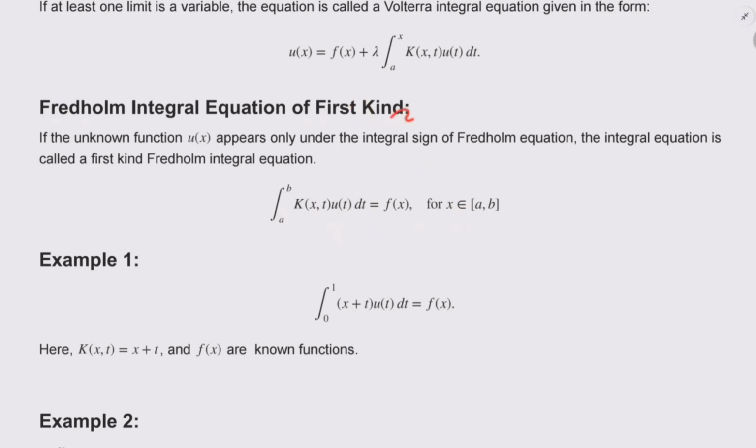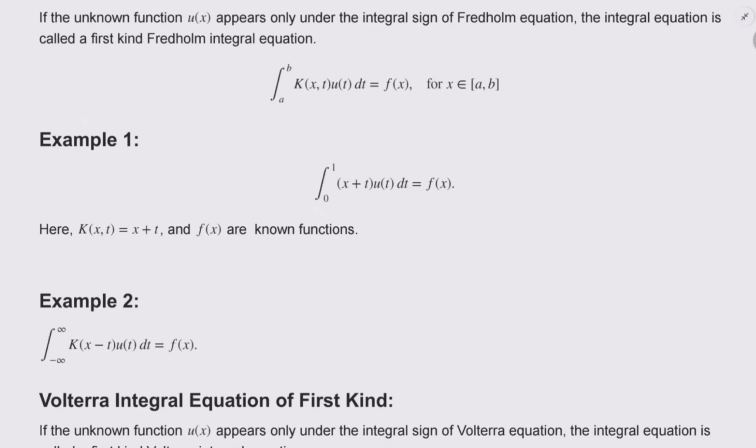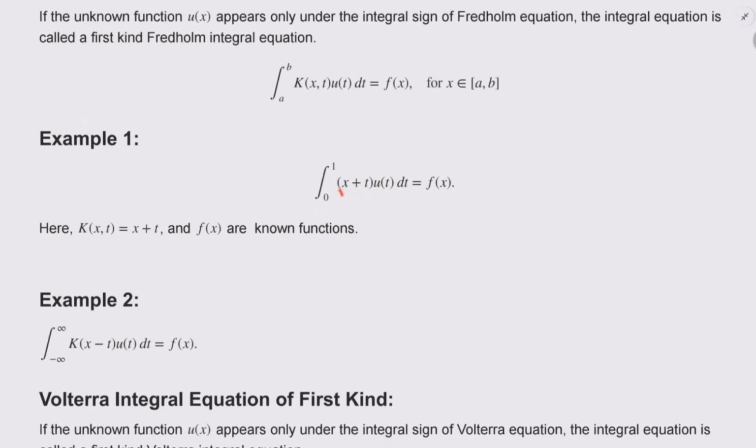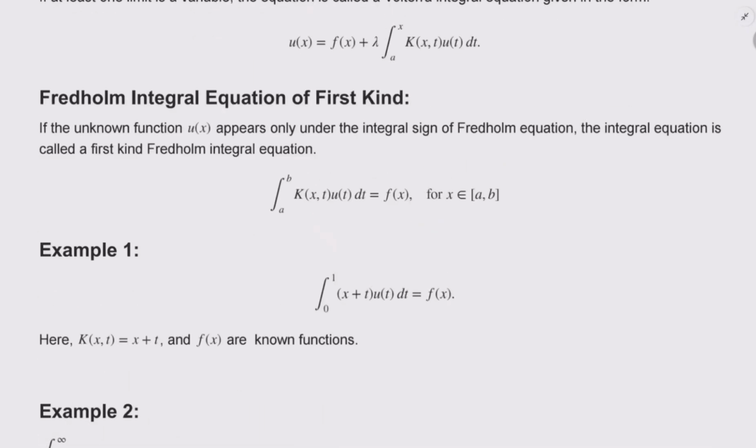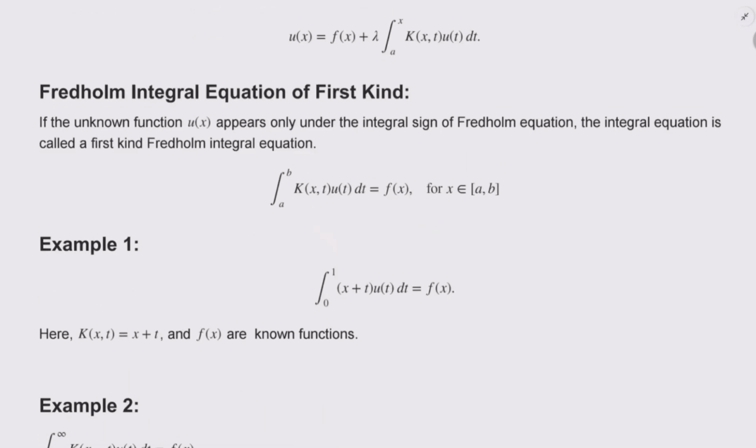So how do you memorize it? First means there is only one unknown. Just take a look. Here the kernel is x plus t and the function is known. It can be, for example, sine x. The only unknown in this equation is u of t. So this is called a Fredholm integral equation of the first kind.